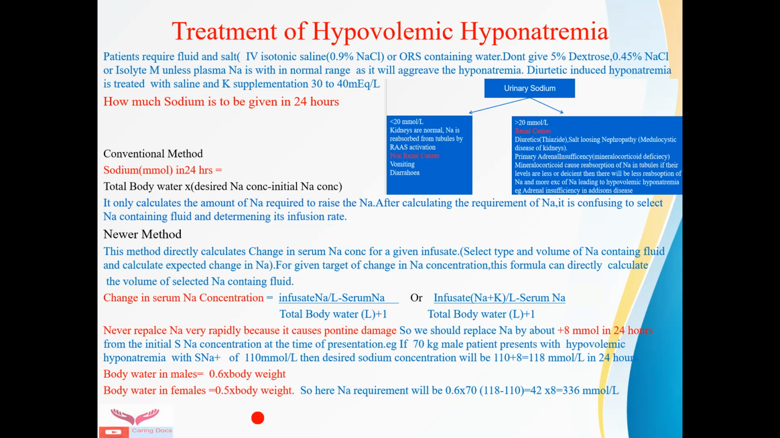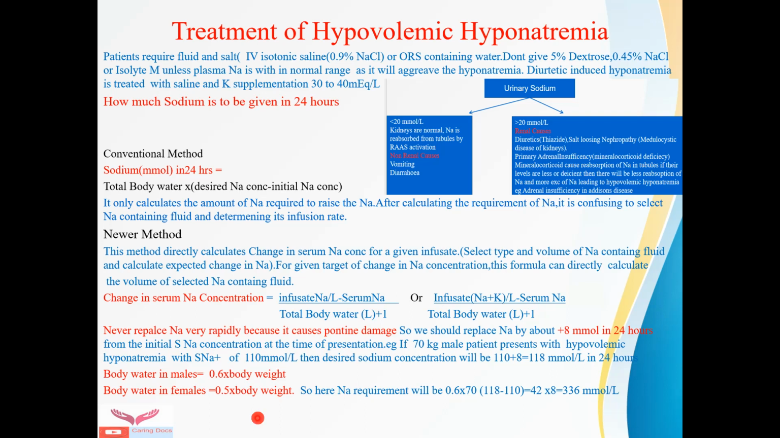So we will give IV isotonic saline like 0.9% sodium chloride, or ORS containing fluid. We don't have to give 5% dextrose, 0.45% sodium chloride or Isolyte M unless the plasma sodium is corrected, or it comes within the normal range. If we give 5% dextrose, 0.45% sodium chloride or Isolyte M in patients with hypovolemic hyponatremia, it will further aggravate the hyponatremia. So we have to be very sure.